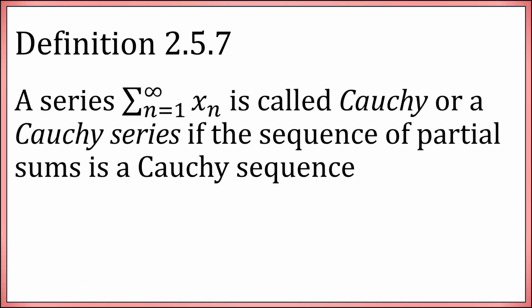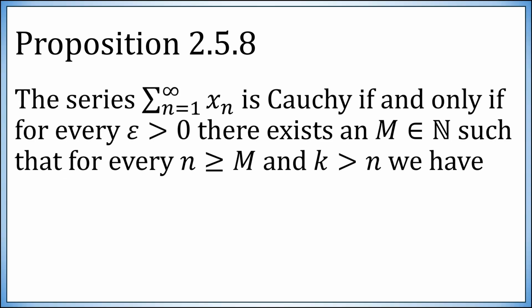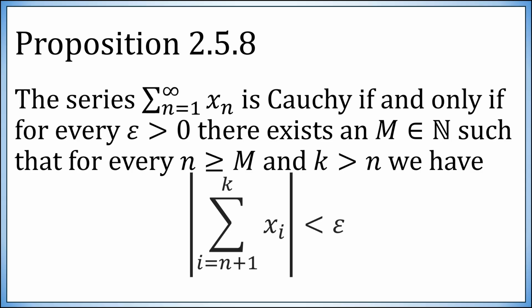Moving on to the next definition, this one is quite straightforward. You can call a series Cauchy, or call it a Cauchy series, if the sequence of partial sums is a Cauchy sequence. So proposition 2.5.8: the series is Cauchy if and only if, for every epsilon, there is a capital M, so that for every index n past that point and k past that one, the partial sum going from index n plus 1 to k is less than epsilon in absolute value.